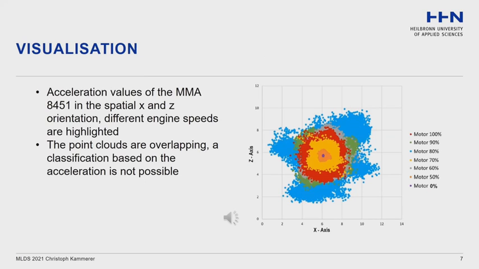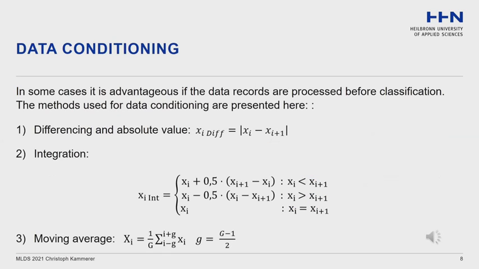In the idle state, the motor has almost no vibration, which can be seen at the small black dot in the middle. The largest vibration happens at 80% of the maximum speed, where the spread of the values is at its greatest. As all 7 point clouds are centered at the same point, a good classification based on the vibration is not possible. Because a classification based on the raw data is not feasible, we used some pre-processing methods to get a better classification result.